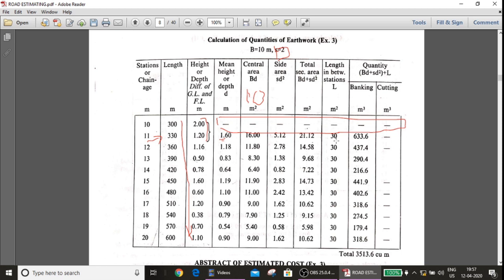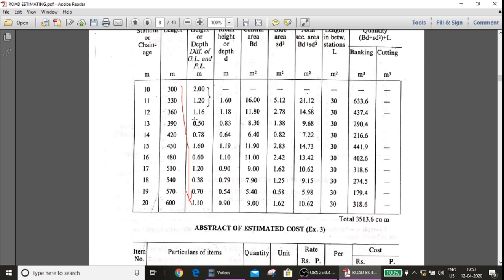Next, length 30 meters. So we will get the banking value for this, 633.6. Same. Now for 12th, what you have to do? 1.20 plus 1.16 divided by 2, we will get 1.18. Then 1.18 into 10, 11.80. Then s is 2 into 1.18 square, we will get 2.78. Then both the columns we will add, we will get 14.58. Then length in between the station is 30, we will get 437.4.